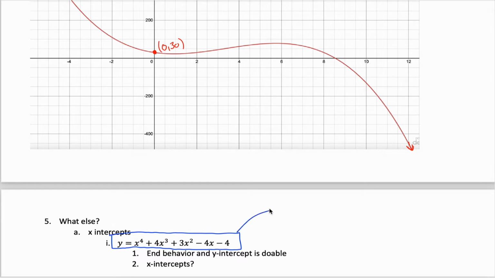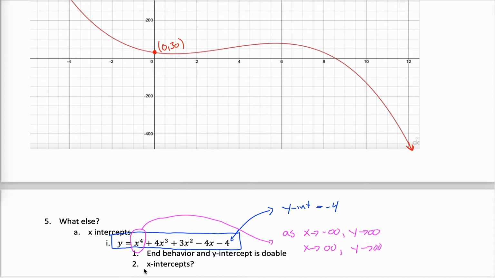Just by looking at this thing, it would be nice if you could identify that the y-intercept is at -4, for this -4 right here, the constant term. And also it would be cool if you could look at this and recognize that the leading term is +1 times x to the fourth power. So my end behavior is that as x goes to the left, in other words, tends towards -infinity, y goes up. And as x goes to the right, in other words, tends towards +infinity, y also goes up. The end behavior and the y-intercepts are very doable. What about the x-intercepts? Not so much. Why are these so hard?